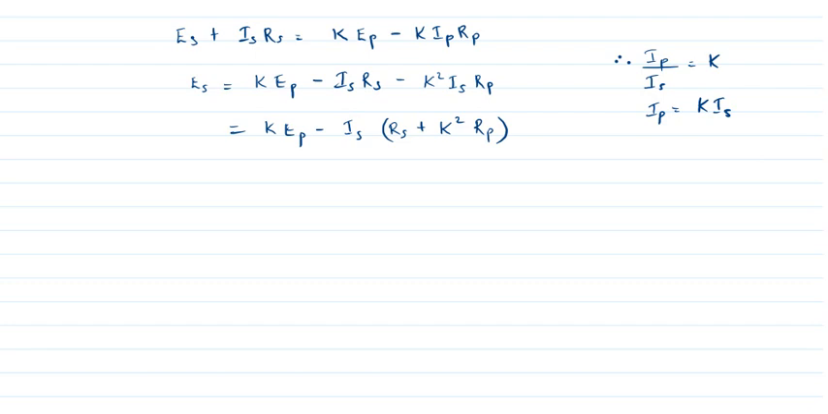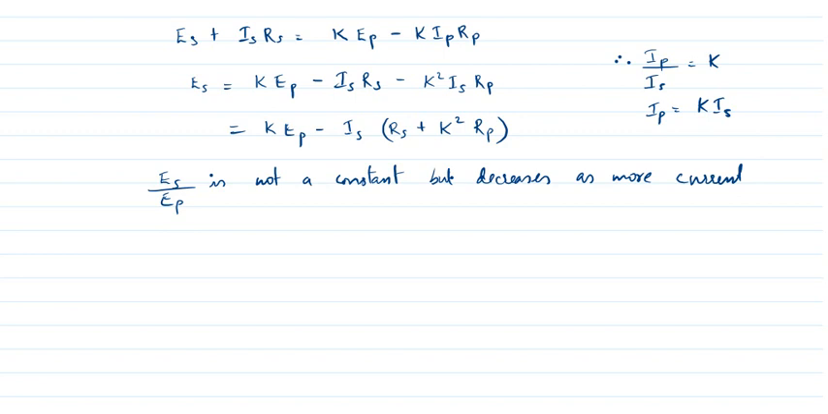So in this case, ES by EP is not a constant but decreases as more current is drawn from the secondary circuit. So here you can see that ES by EP is not a constant but decreases as more current is drawn from the secondary circuit. So these are the main points that we discussed in the transformer case.